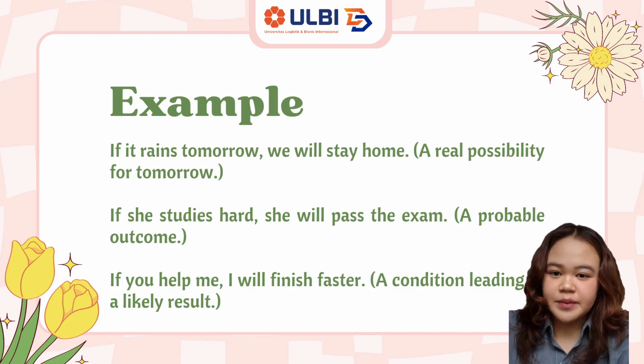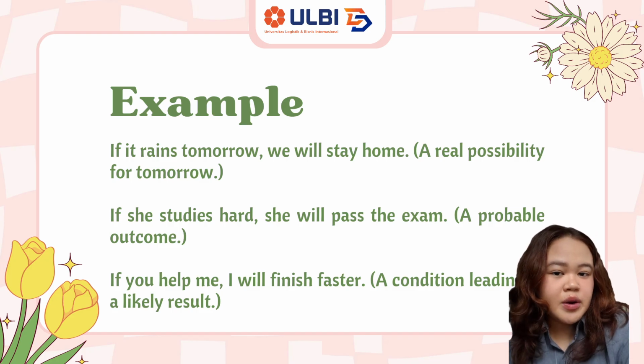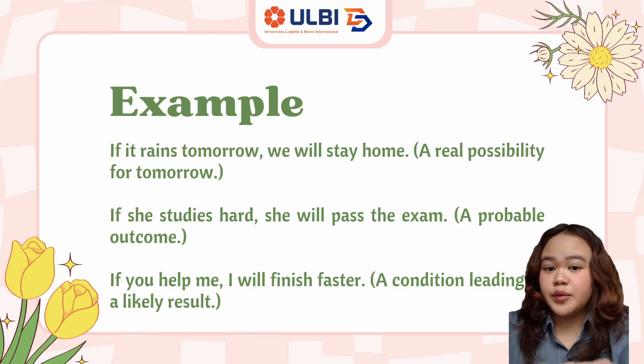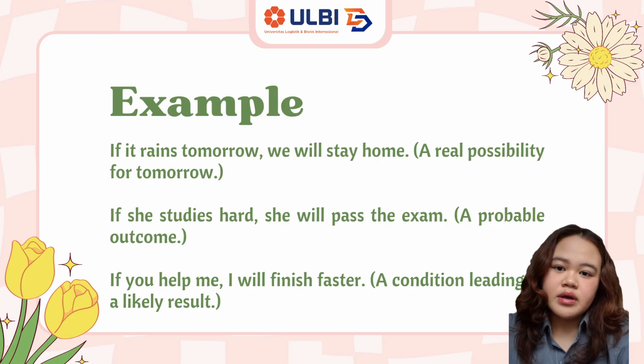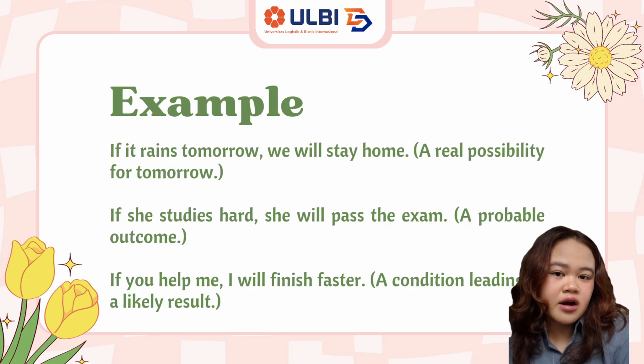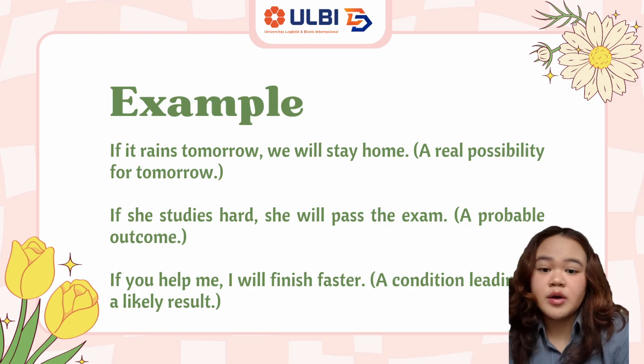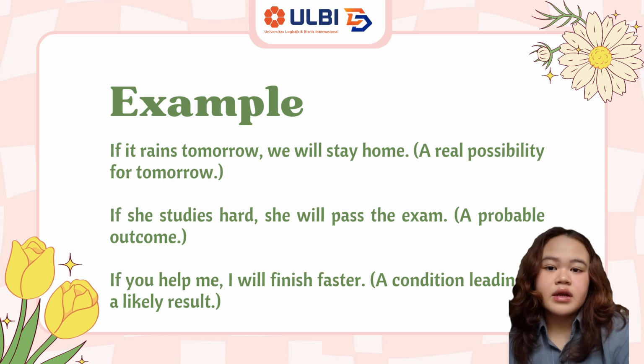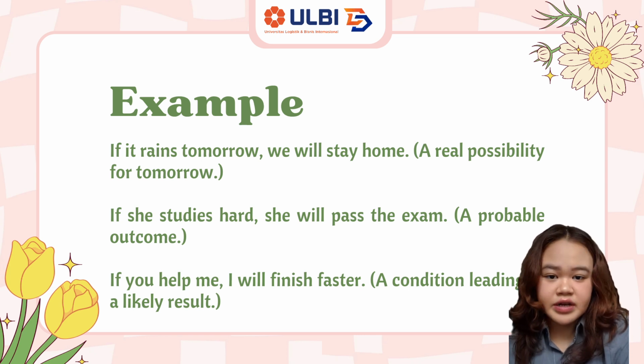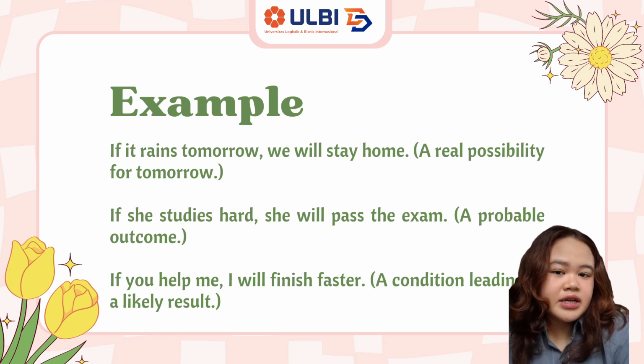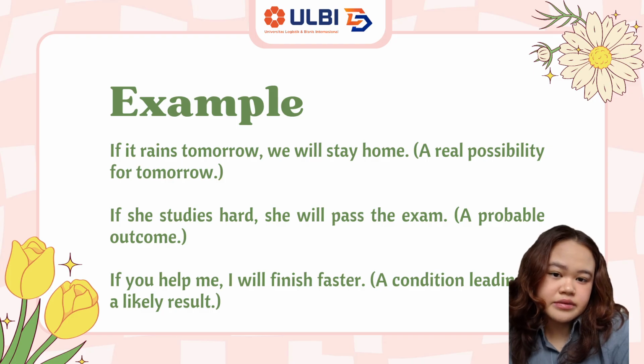Here are some examples. If it rains tomorrow, we will stay at home. It's a real possibility for tomorrow. Next, if she studies hard, she will pass the exam, a probable outcome. Next, if you help me, I will finish faster, a condition leading to a likely result.